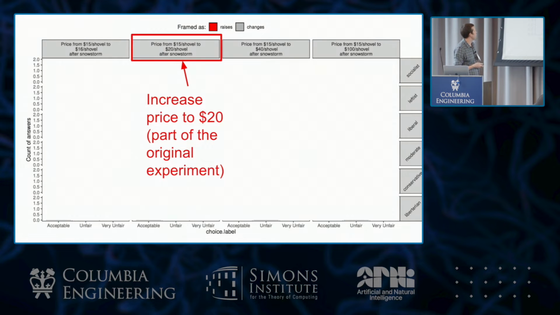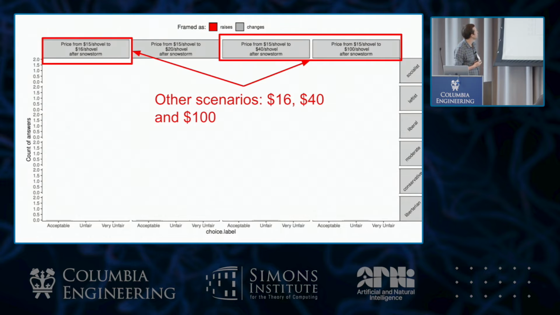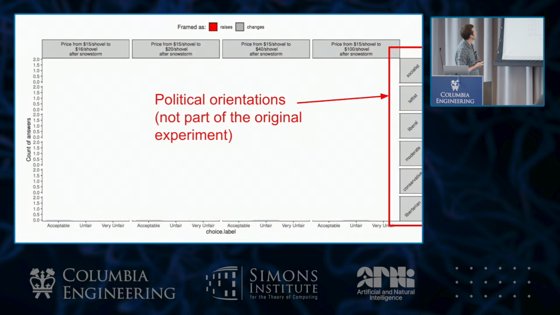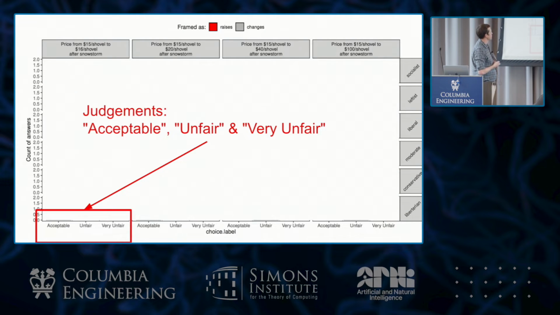So this is the original experiment, increase the price to $20. And here are the other scenarios of 16, 40, and 100. And then here's the political orientation. Now, this was not part of the original experiment. It was just catch as catch can, but we can vary it. And then we have the moral judgments.